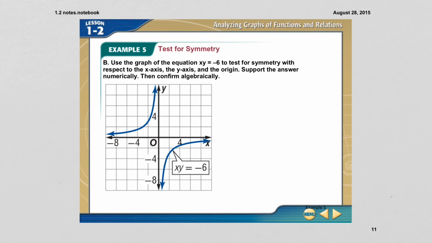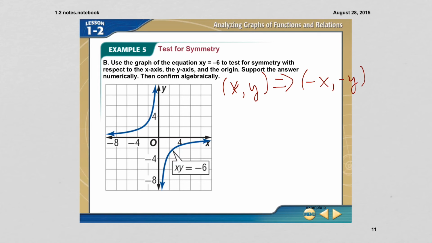Okay, looking at it graphically, it looks like we have symmetry with respect to the origin. So let's check it out. For symmetry with the origin, our ordered pairs should look like this: x, y should go with a -x and a -y. So let's check a couple of points.